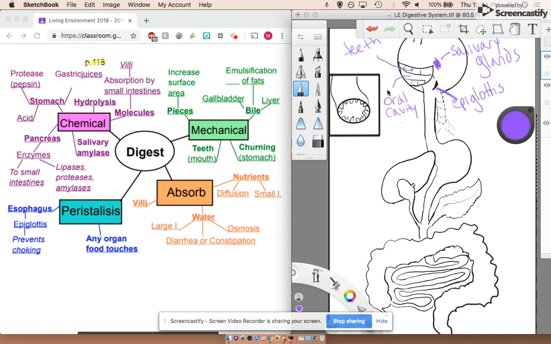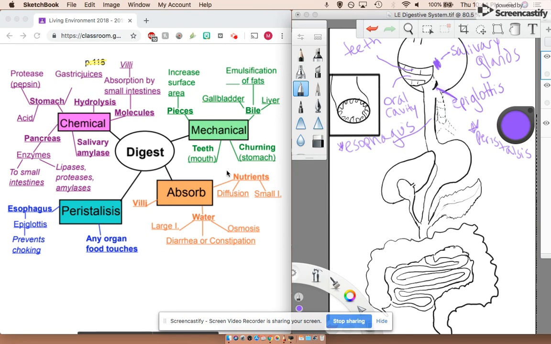Which brings me to the esophagus. Here it is. The esophagus is this tube that carries food down to your stomach. I'm going to put a little star here because it does something called peristalsis. Peristalsis is the involuntary contractions that help scoop food down through your digestive system. So it's going to happen wherever food touches, okay?